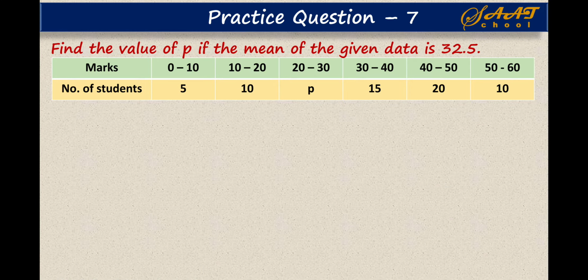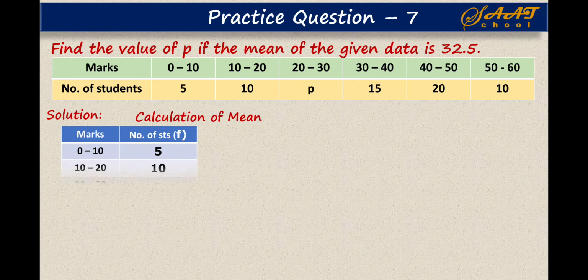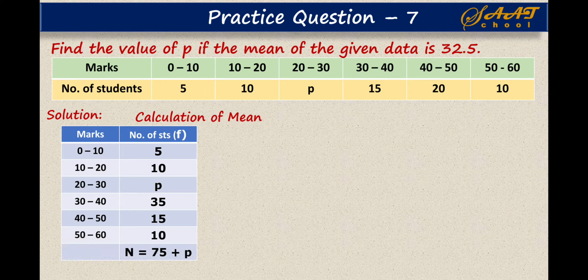Now next is to find the value of p in the given data. The class intervals of the given data are 0 to 10, 10 to 20, and finally 50 to 60. So the interval of 10 is given here. For the number of students, we have 5, 10, p, 15, 20, and 10. We can write this in columns. The first column is for the marks. The second column is for the number of students, which is f. The first step is to find the sum of the number of students, which is n equals 75 plus p. So the first step is to find n.